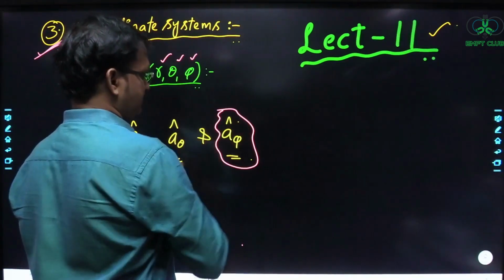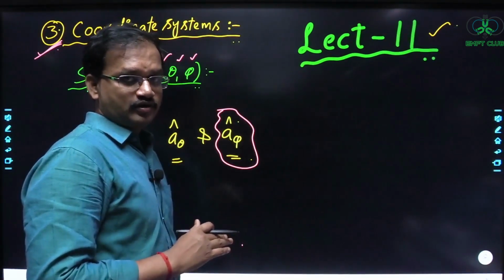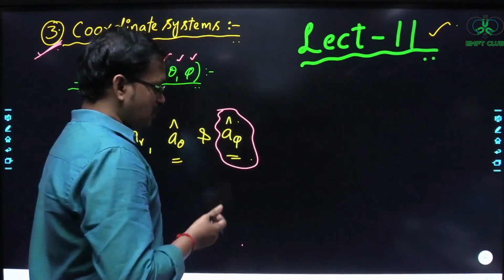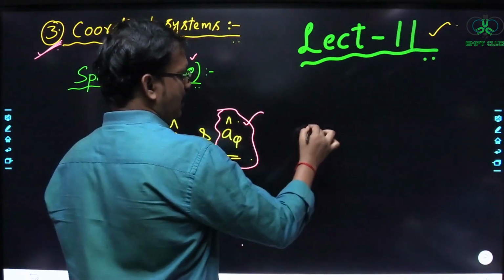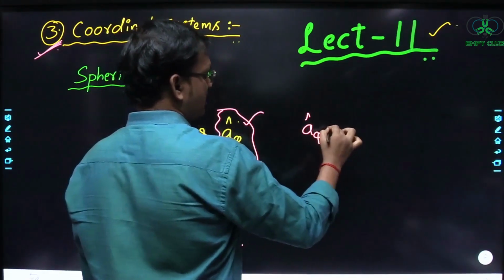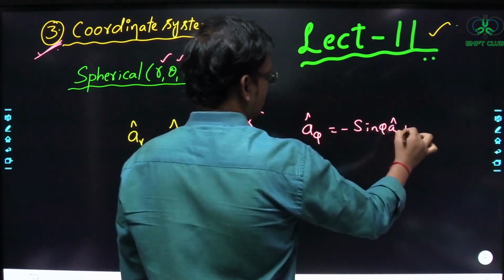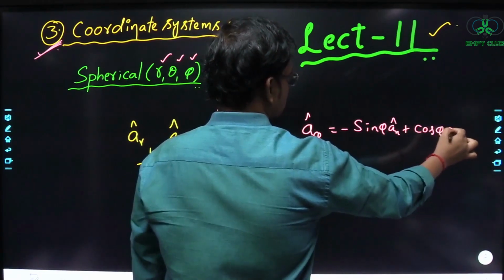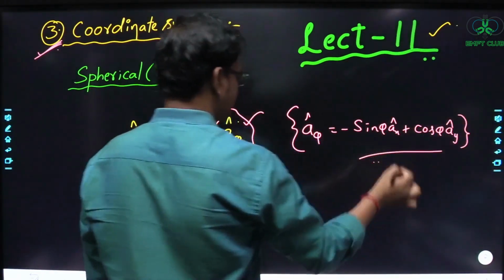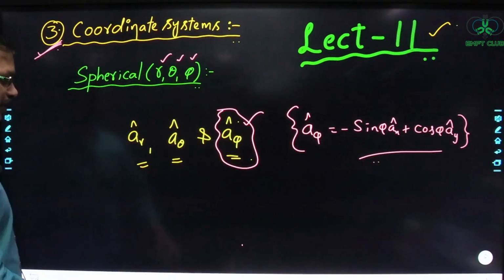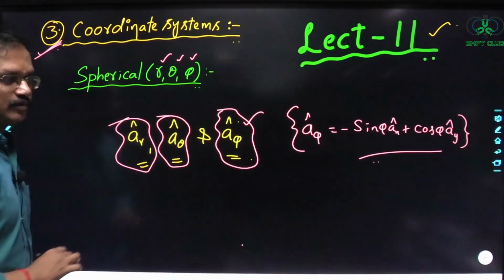The definition of phi will remain the same as in the case of the cylindrical coordinate system. That is why we have already derived a phi cap, and what we got for a phi cap is minus sin phi ax cap plus cos phi ay cap. So there is no need to derive this a phi cap again. We try to derive the expressions for ar cap and a theta cap.